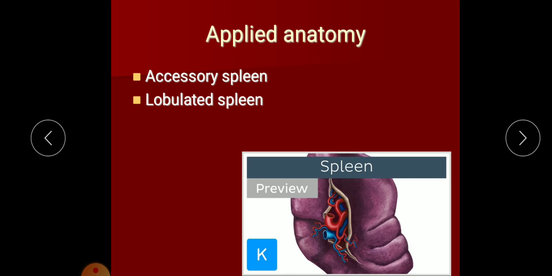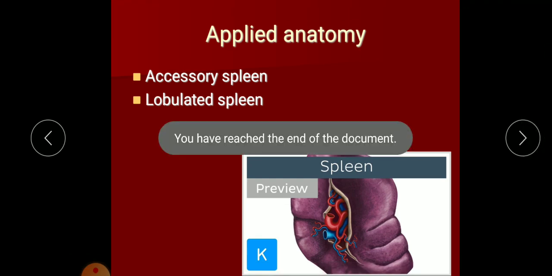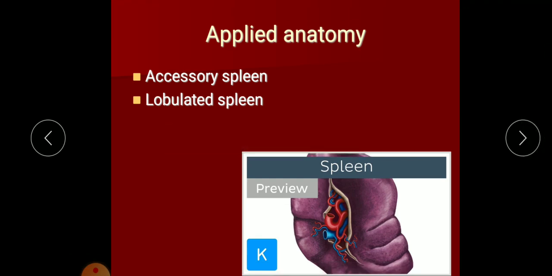Next is lobulated spleen. Normally, as I told you, small masses appear in the mesoderm. These mesodermal masses will join together to form your adult spleen. But in certain cases that lobulated pattern will persist, and that is what is termed the lobulated spleen. So I think you can remember this much detail of the spleen. So with that, we finish all the derivatives of the foregut plus the development of the spleen.